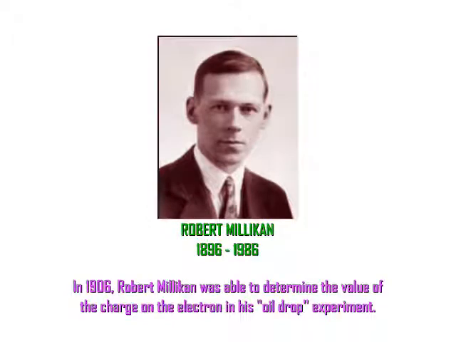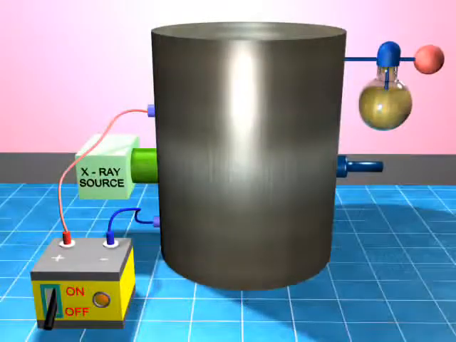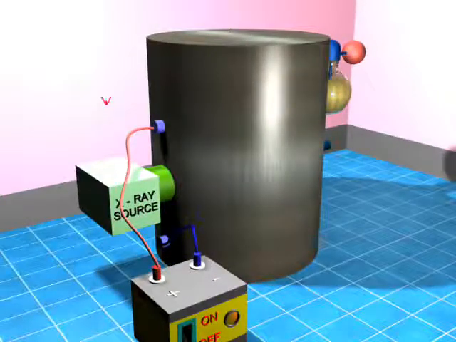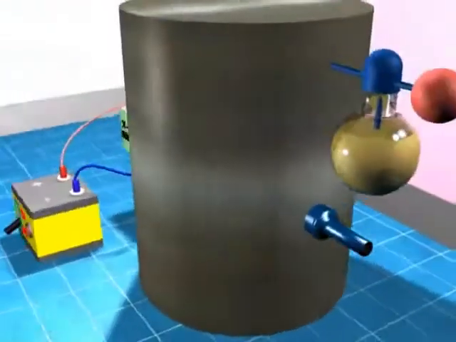In 1906, Robert Millikan was able to determine the value of the charge on the electron in his oil drop experiment. A schematic of his experiment is shown here. It has an X-ray source placed over here and a high DC voltage source over here capable of providing potential difference ranging up to 10,000 volts.